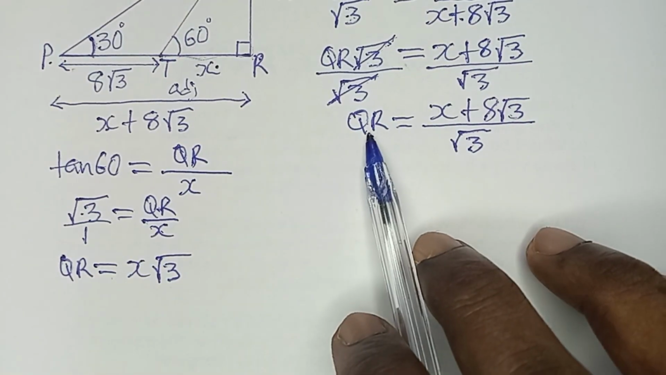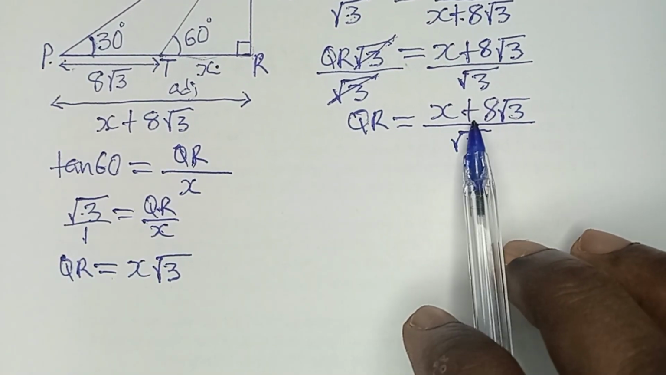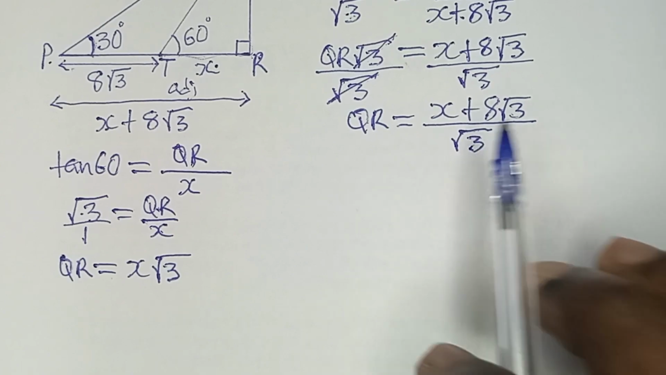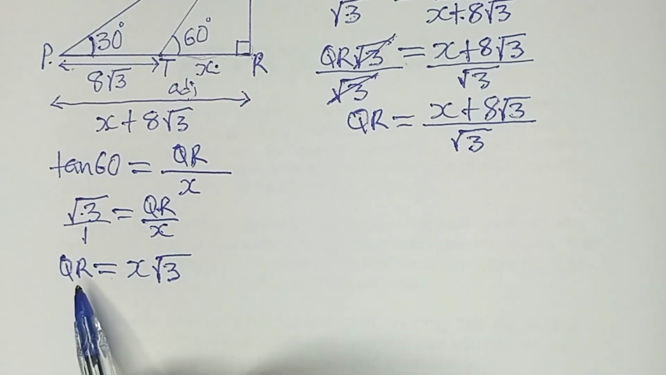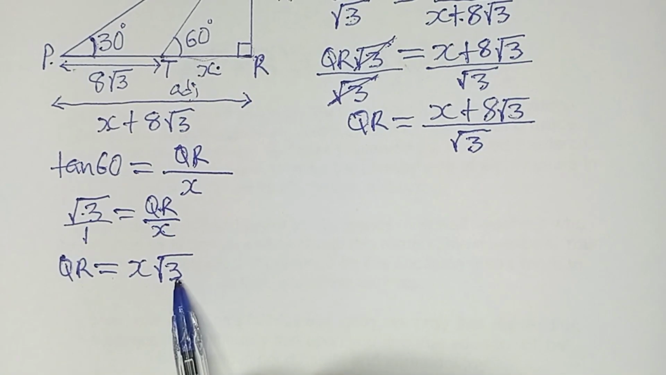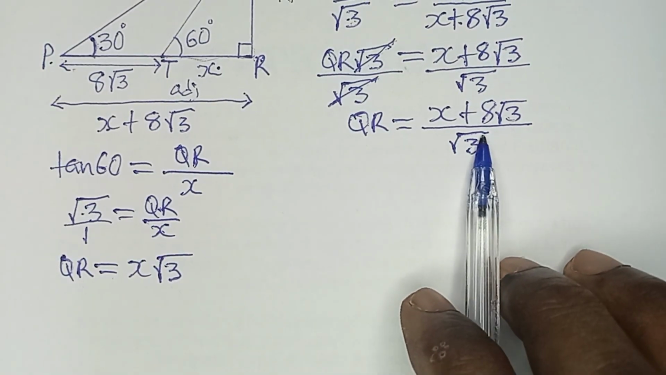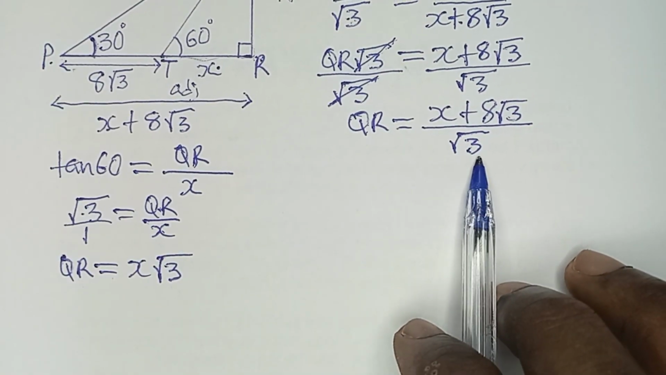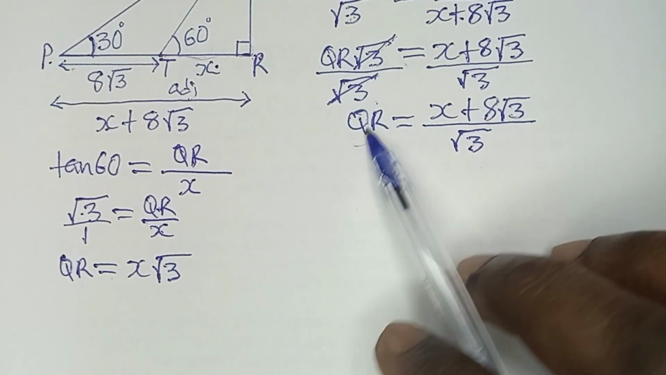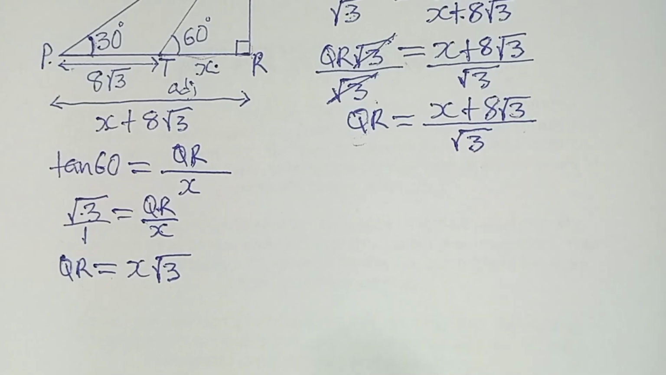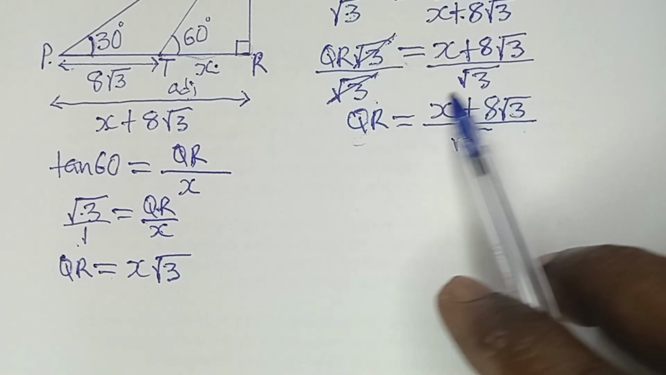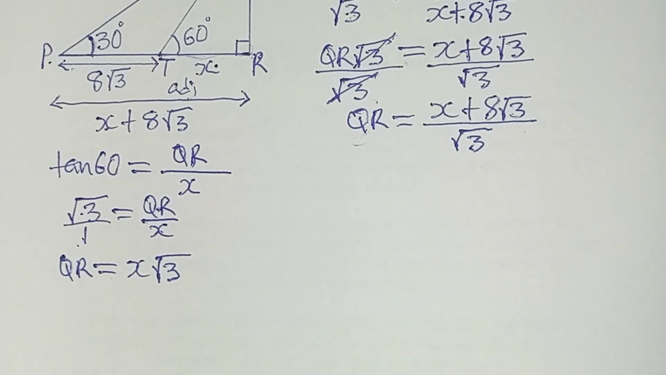And don't forget from here, I also have QR is equal to (X plus 8 root 3) over 3. Since this is QR and this is QR, it means that this X root 3 is also equal to this, 8 plus X root 3 over root 3. Hope you understand what I mean now. Since this is QR and it is equal to this, and this is also QR and is equal to this, automatically it means that this is now equal to this. So let's equate these two parts so that I can get the value of X that we are looking for.